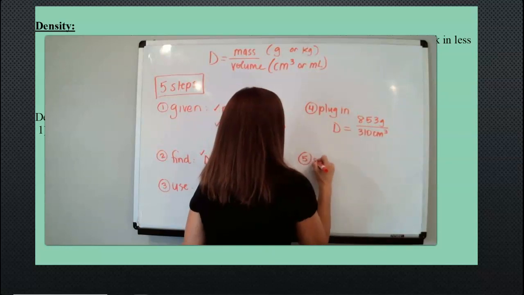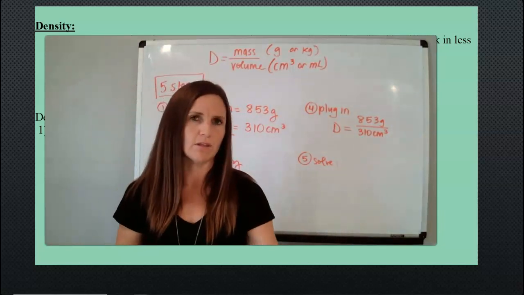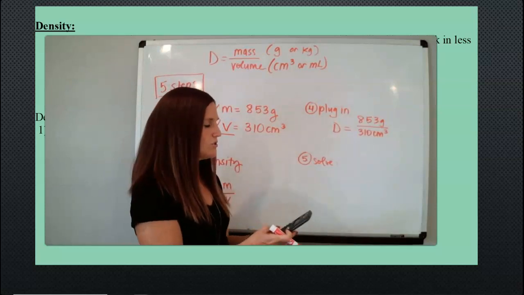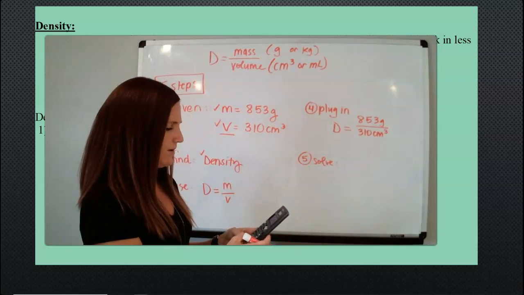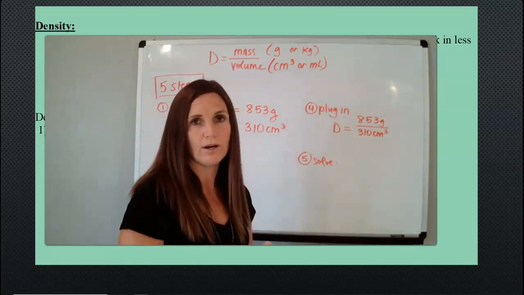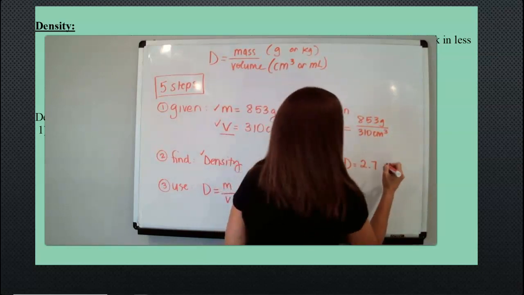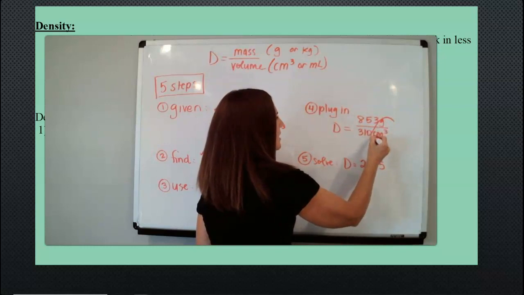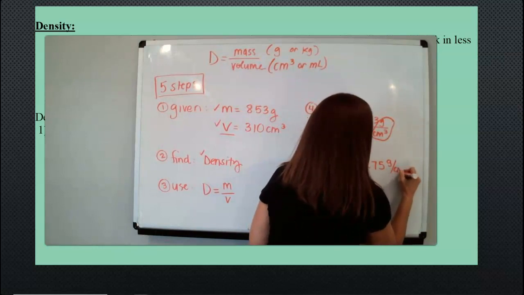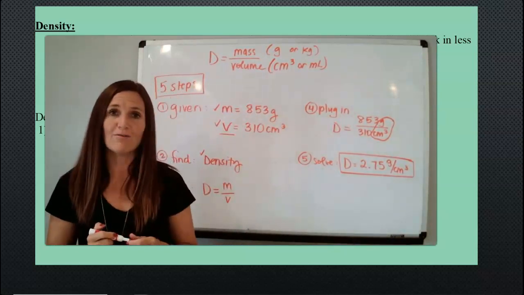And step 5 is just solve. Now, I'm not going to have you show me the stepwise solution. That's something really for math class. What I'm concerned about is that after you've plugged it in, you give me the answer. So you can go to your calculator and plug in 853 divided by 310, and you're going to get 2.7516 or 2.75. So we say D equals 2.75, and the units did not cancel. So they hold, they stay. Gram per centimeter cubed. This is the density of the block of marble that you were given.